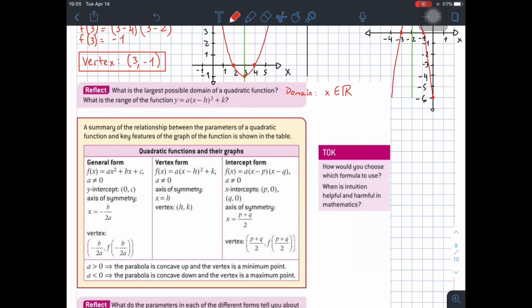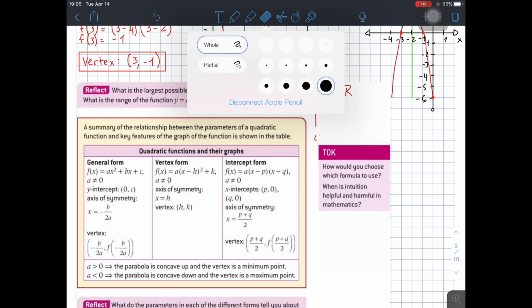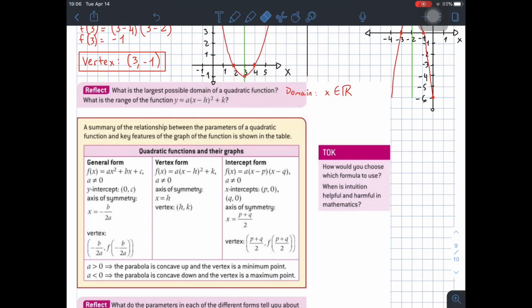And for the range, we would always have to pay attention to the vertex, right? It's either from the vertex towards infinity up, or from the vertex towards infinity down, so towards negative infinity. So it depends on whether the parabola opens upward or opens downward. So the range would be from k, which is the y-coordinate of the vertex, right?